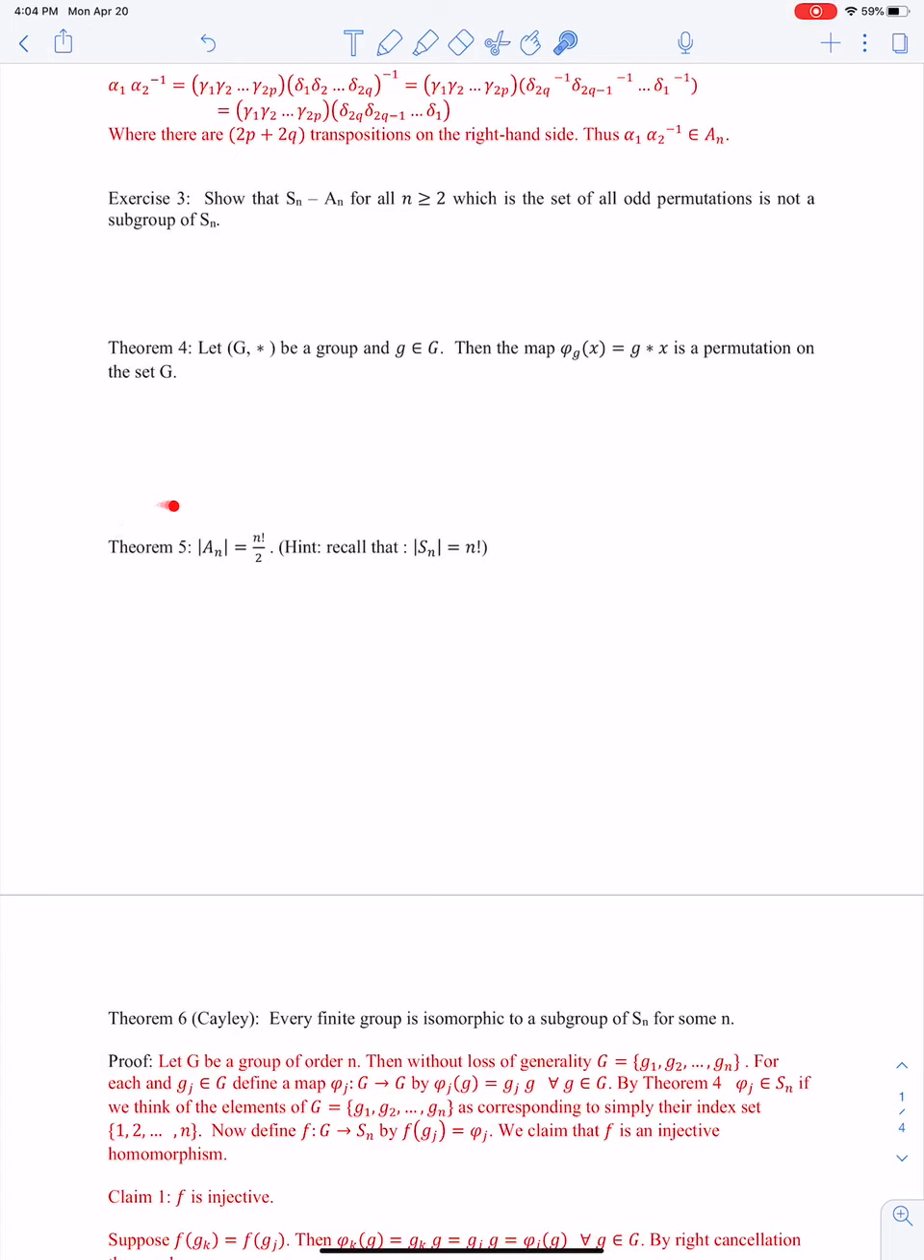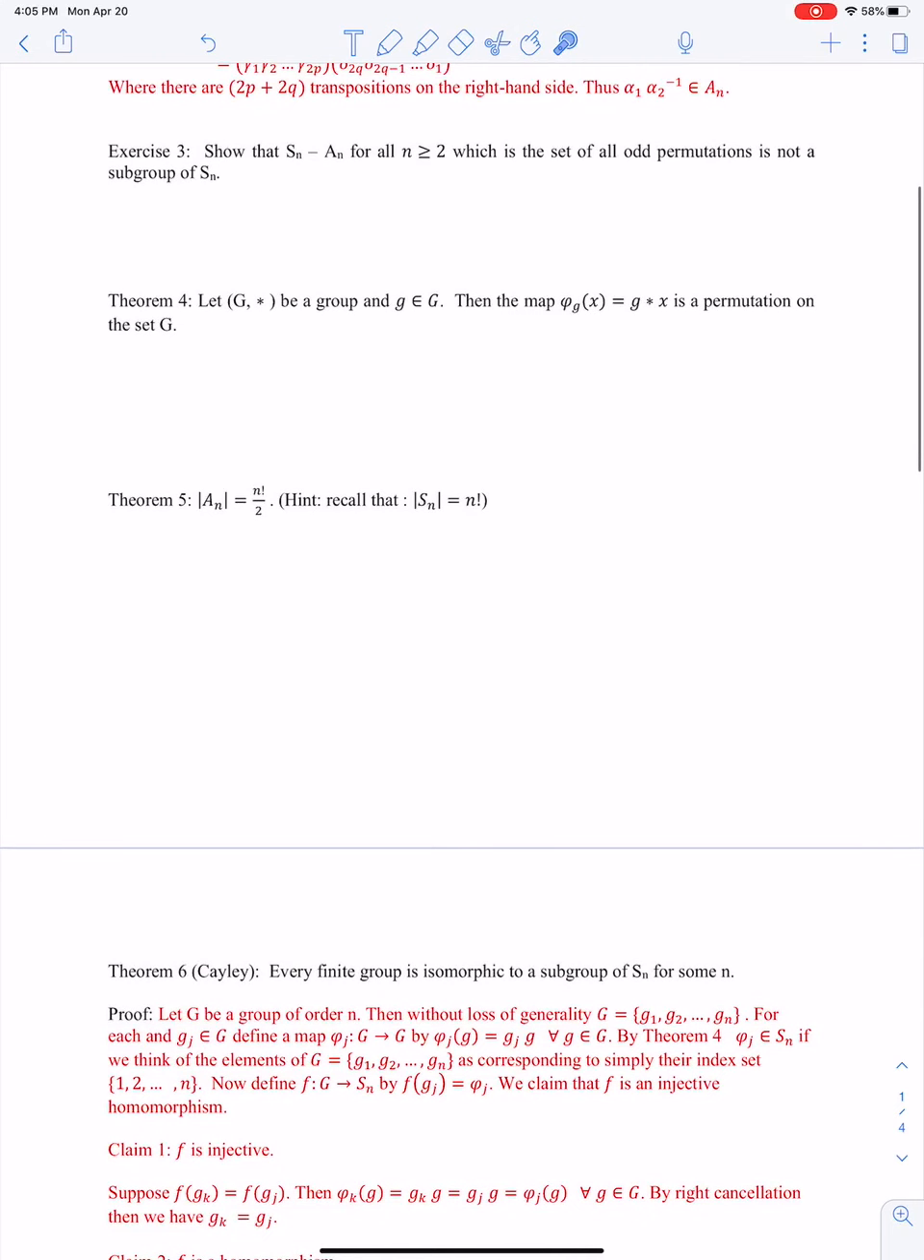I'm going to leave theorem 5 for you to prove as well. I believe I did that in class, but look things up. The cardinality of the alternating group, I claim, is n factorial over 2. And my hint is, recall that the cardinality of Sn is n factorial. So what am I saying? Half the elements are in An, and the other half are not. In other words, half the elements of Sn are even permutations and half are odd permutations.